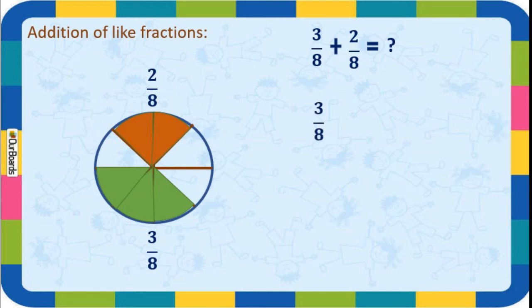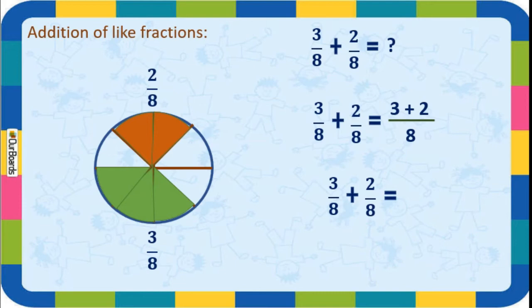Now we will go for addition. We will write 3 upon 8 plus 2 upon 8 is equal to, and again what we will do? We will add the numerators and we will write the denominator one time. 3 plus 2 is 5, isn't it? From the picture also we can see 5 parts are colored: 3 parts in green and 2 parts in orange. Altogether 5 parts are colored. So here 5 upon 8 is the answer. Got this?